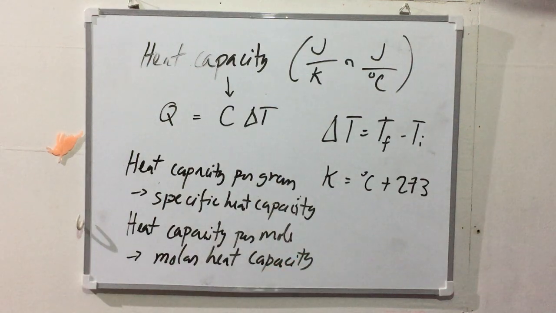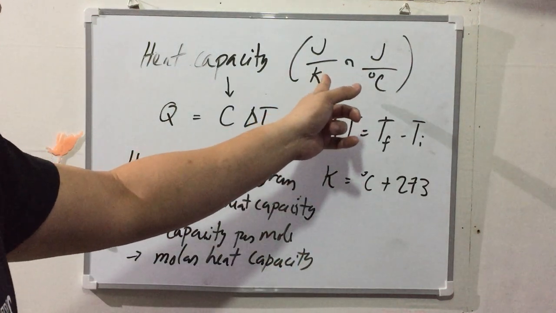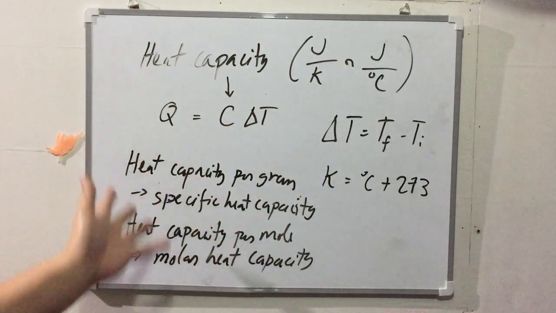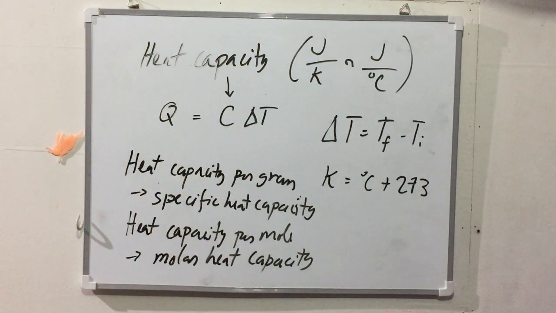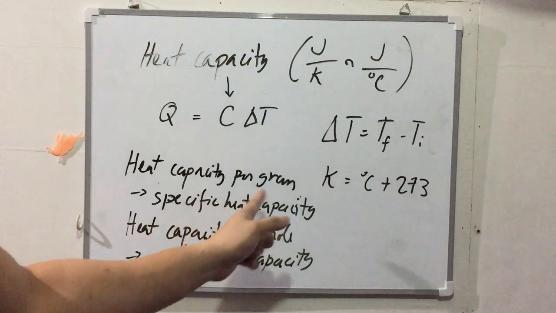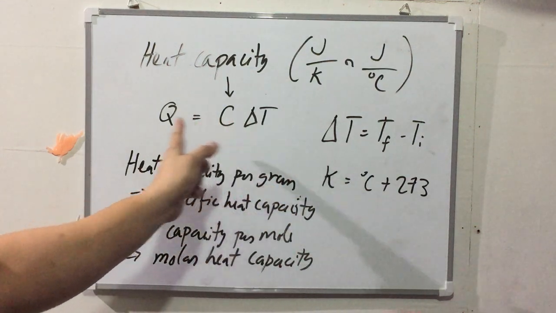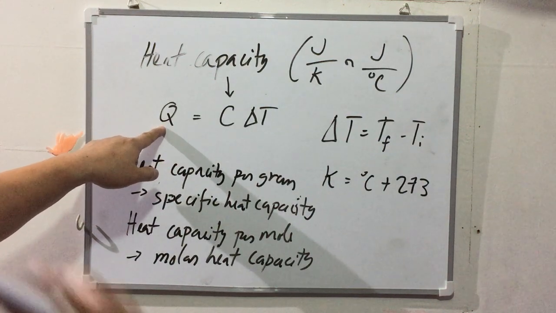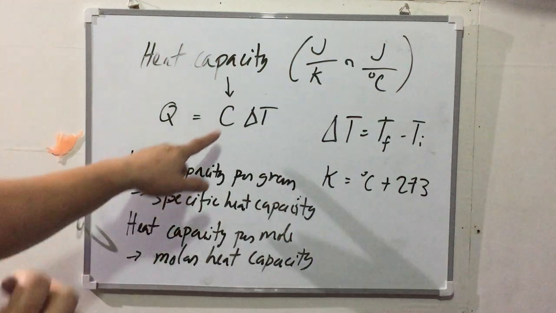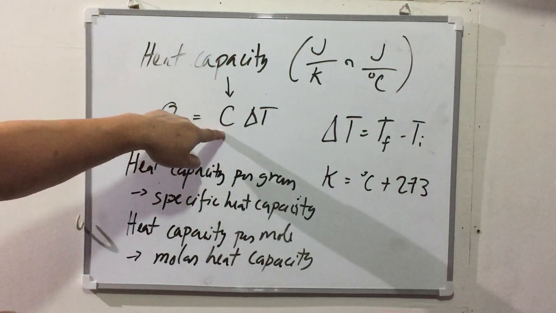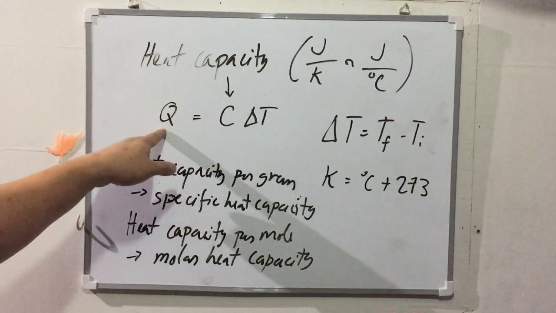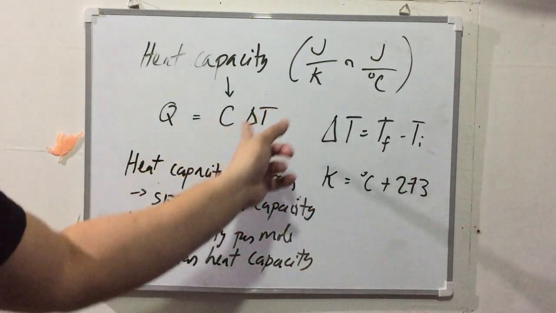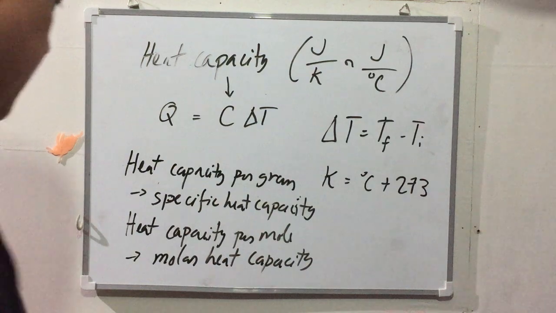Okay, so the only difference is that you have an additional gram or mole in the case of molar heat capacity in the denominator. Otherwise it works out the same way, so that if you use a specific heat capacity in this equation, the resulting unit of Q would be joules per gram. In the case of heat capacity per mole, if you plug in here the molar heat capacity, then the resulting units of Q would be joules per mole. Okay, so you just cancel out the units of temperature. All right.